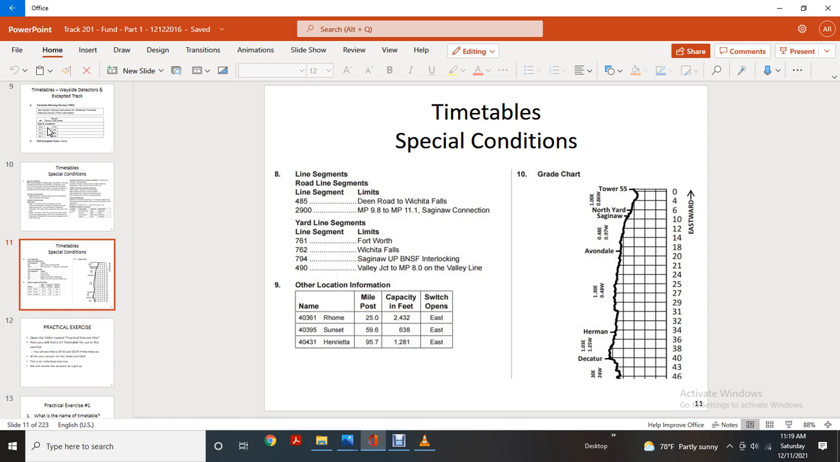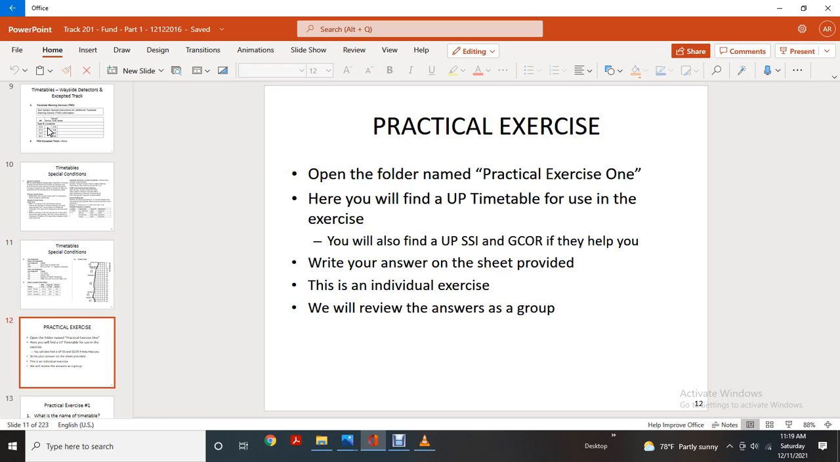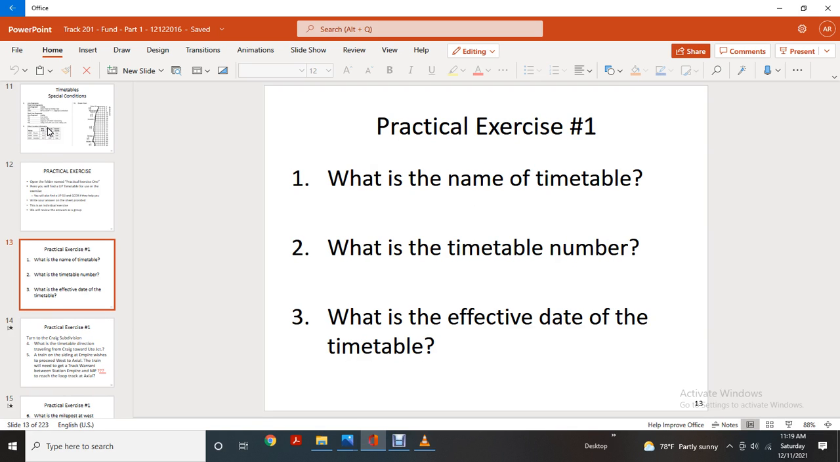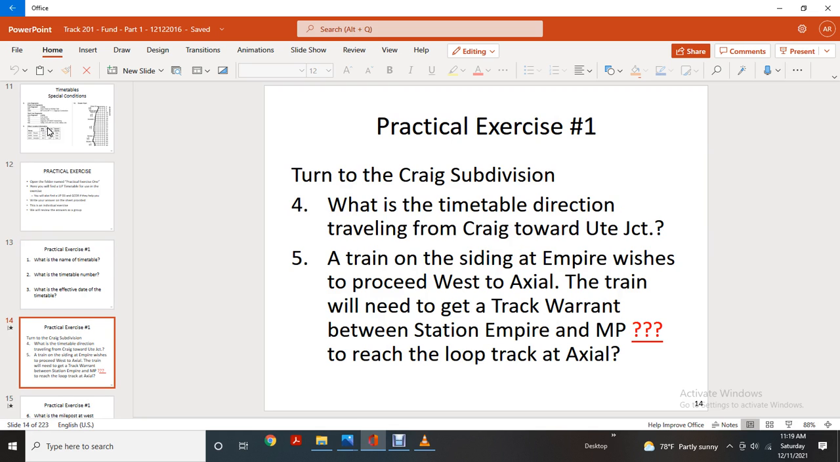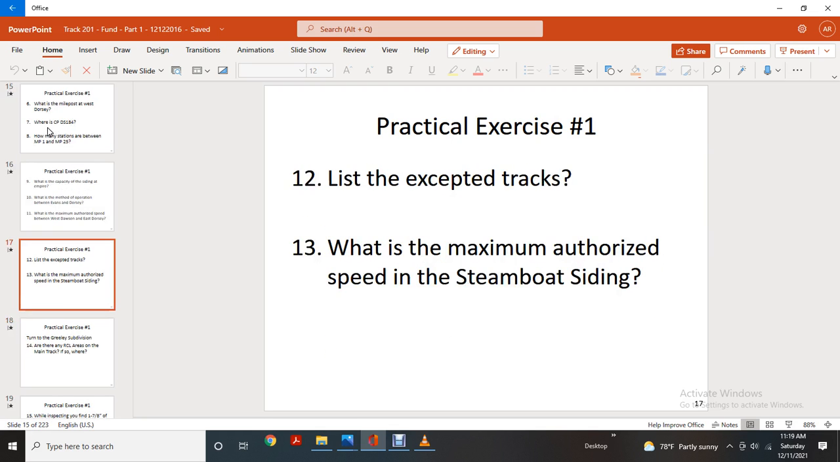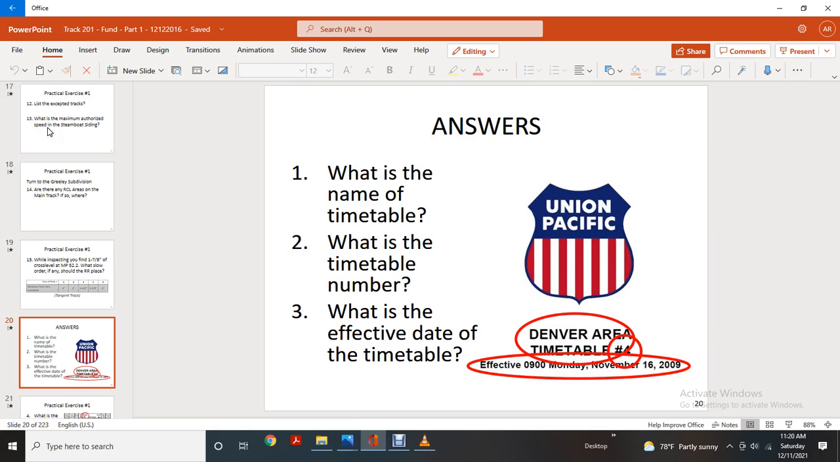limits of the location information: name, milepost, capacity in feet, switch opens, and a grade chart eastward, and practice exercise. Open the folder named Practice Exercise 1. You will find the Union Pacific timetable for the exercise. You may also use the UPSSI General Code of Regulations if it helps. Write your answer sheet individually, then review the answers as a group. What is the name of the timetable, number, and effective date? We'll just keep going through practice exercise 1. The answers.